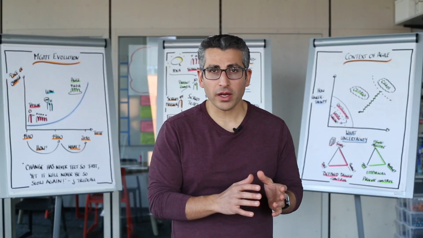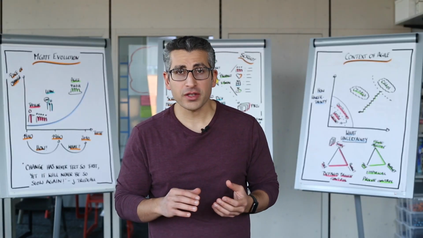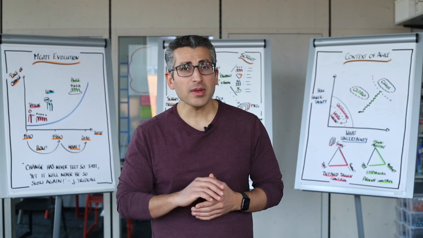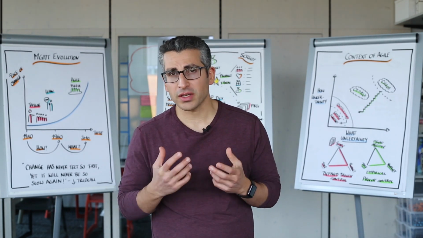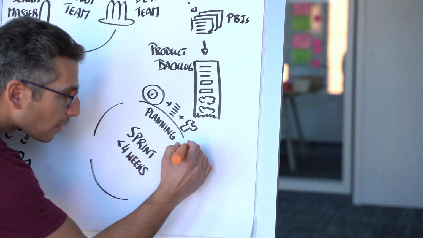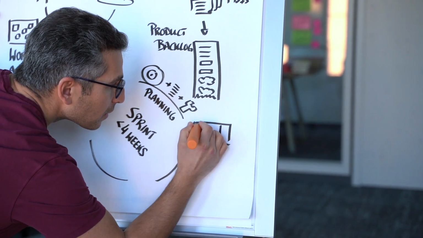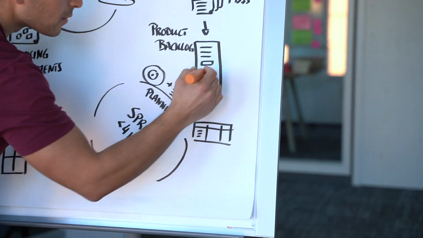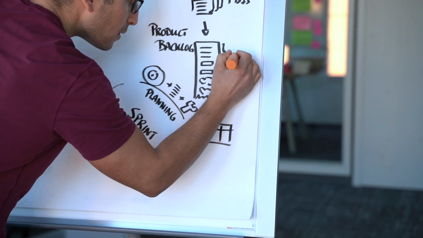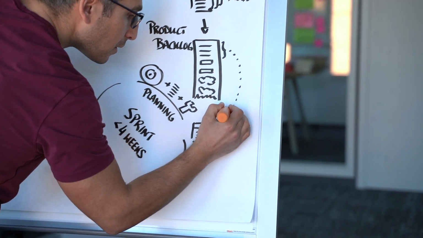It's usually the product owner, the development team, obviously the Scrum Master, and maybe even some of their key stakeholders participating in this event. The output of our sprint planning meeting is the sprint backlog, which captures all the work that the development team is going to work on.